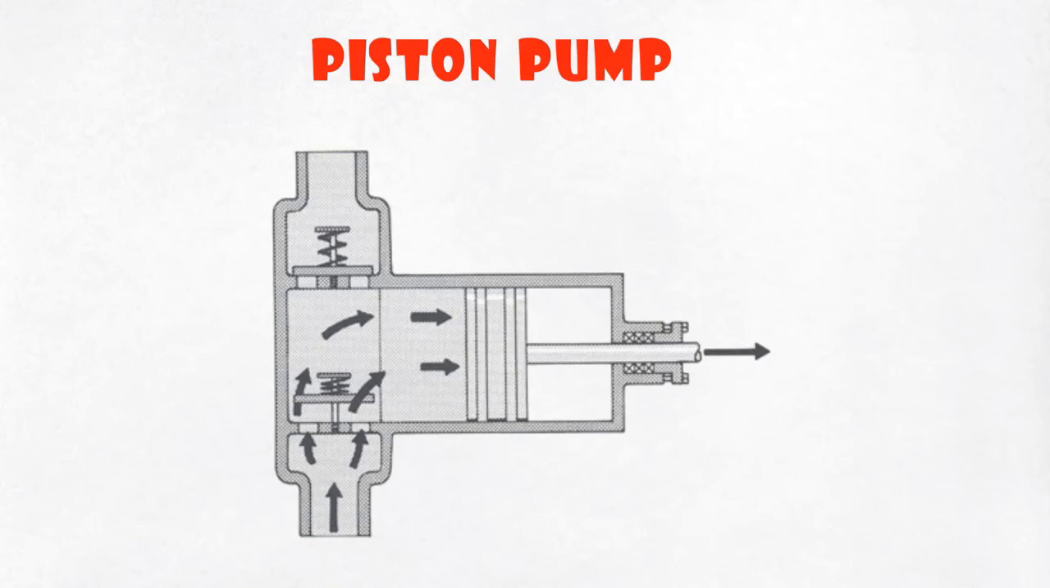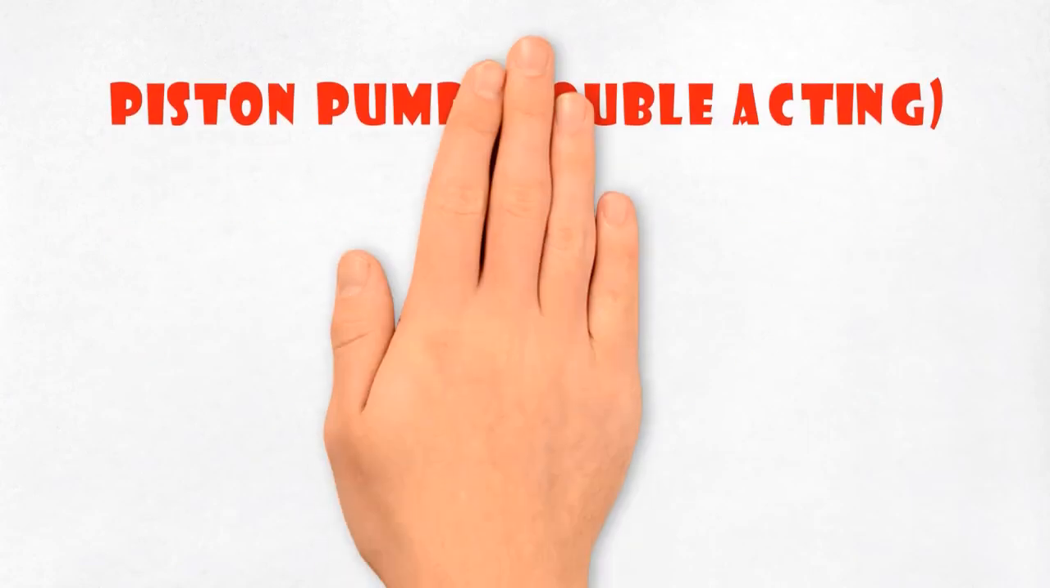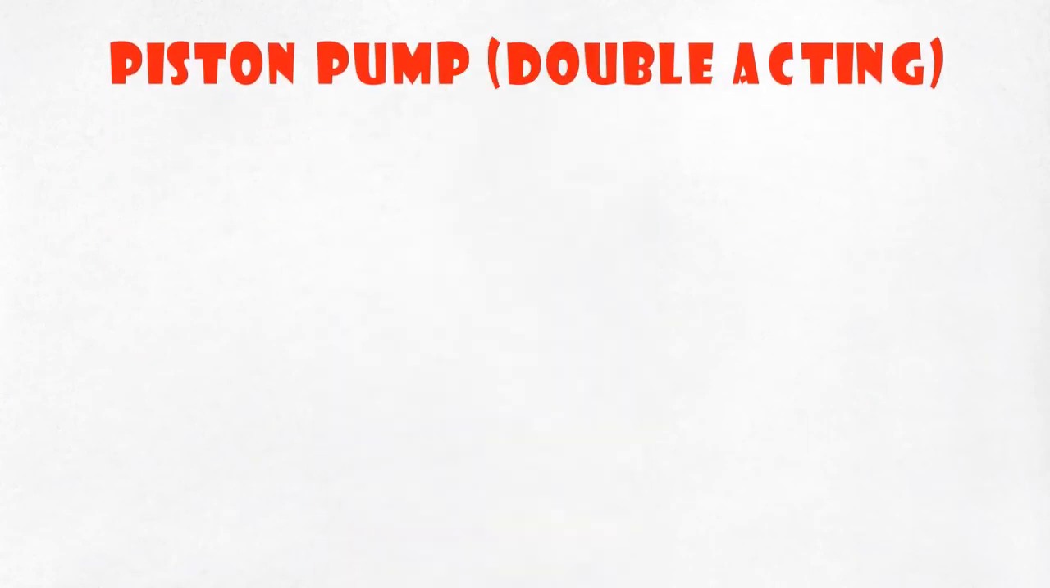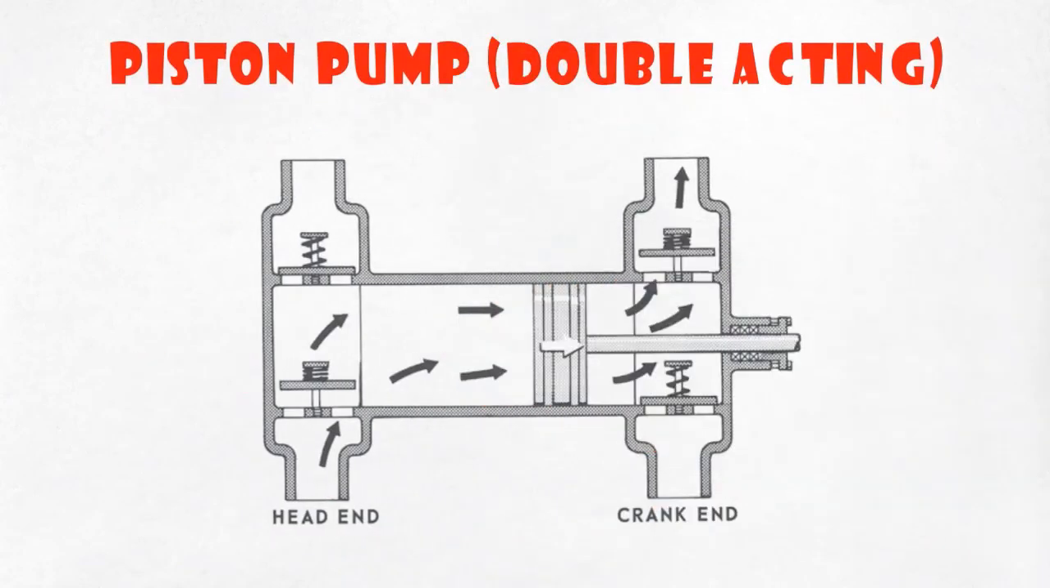We have a cam, a piston, an outlet check valve, an inlet check valve, the head, and the seal in the piston pump. This one is the double acting piston pump. It's the same as a single acting piston pump, but you can say double acting means single acting multiplied by 2.